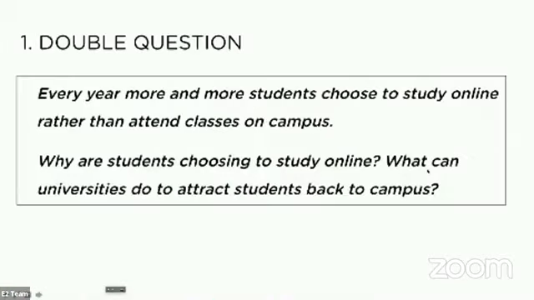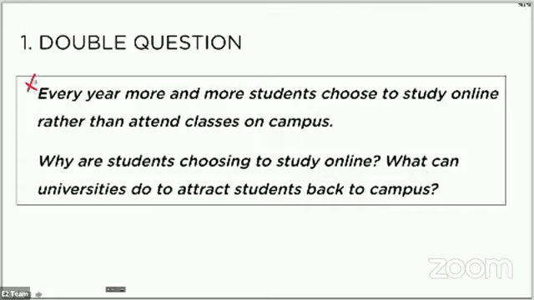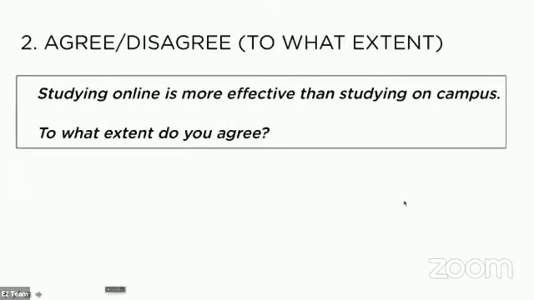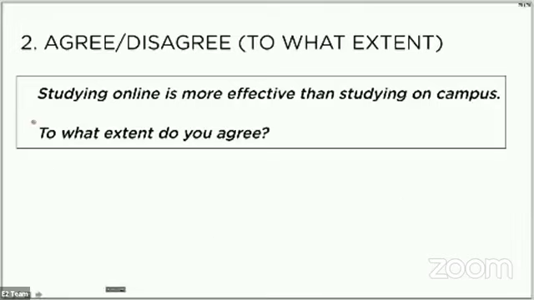So the double question will look like this. So the question prompt will say something like blah, blah, blah, blah, blah. Don't worry too much about this. We'll get to it. But the double question says, why are students choosing to study online? What can universities do to attract students back on campus? So you can see 2 questions there. Agree, disagree, or the to what extent question type says in this little second part, to what extent do you agree? Or to what extent do you disagree? Or do you agree? Okay.